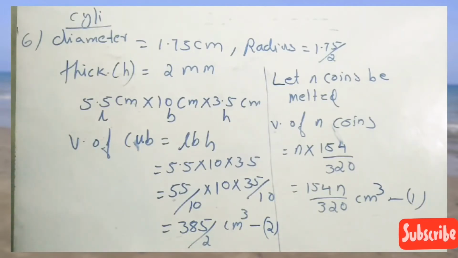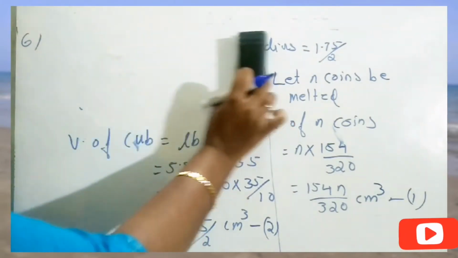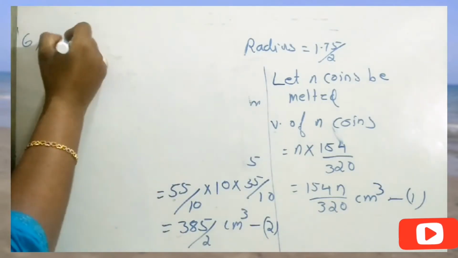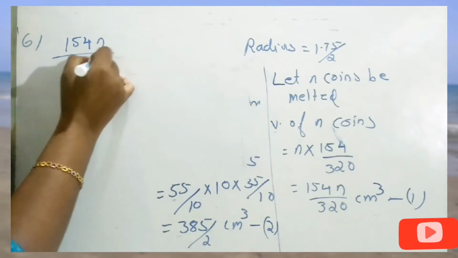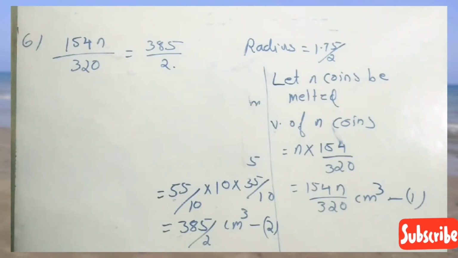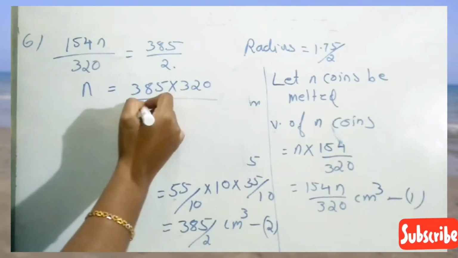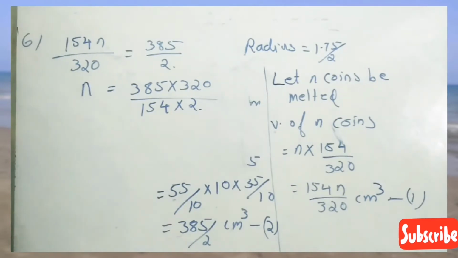Now according to the question, the volume of n coins is equal to the volume of the cuboid. So we can equate equation number 1 and equation number 2. 154n divided by 320 is equal to 385 divided by 2. That is n is equal to 385 into 320 divided by 154 into 2.